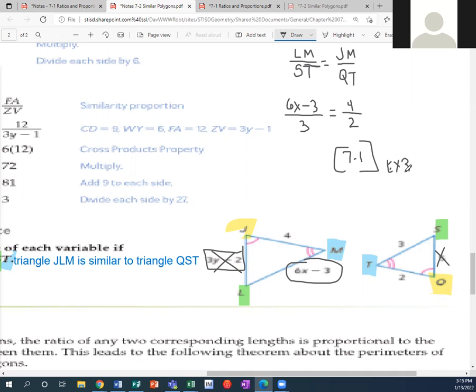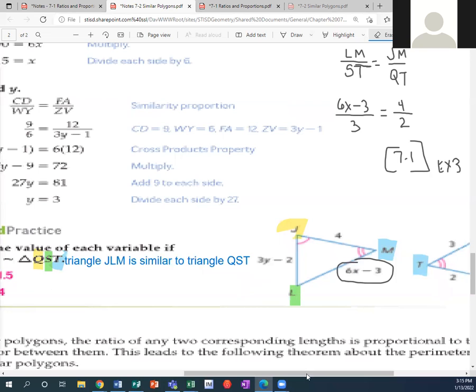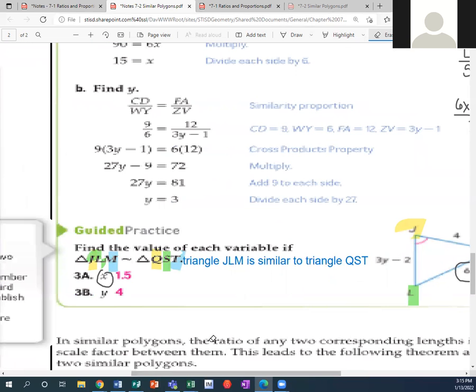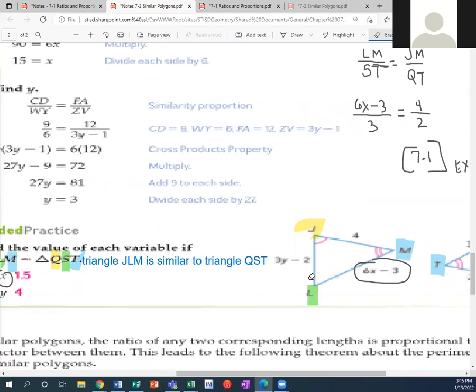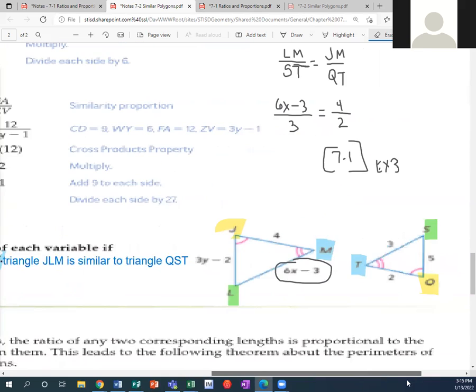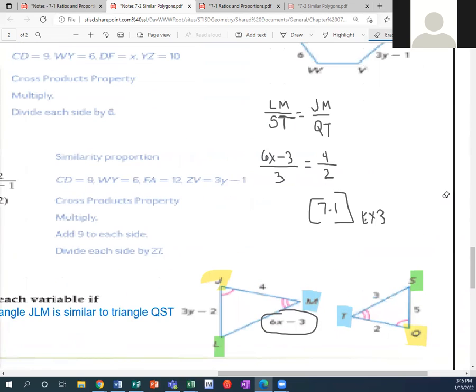I crossed out 3y minus 2 here because for this particular equation, this one wasn't helpful because it had a value of y in it, and that wasn't going to help me solve for x right now. Once I'm done, I can bring this back and be like, okay, now I want to find the value of y, which is the next item. And so now I'm going to use this side's information.